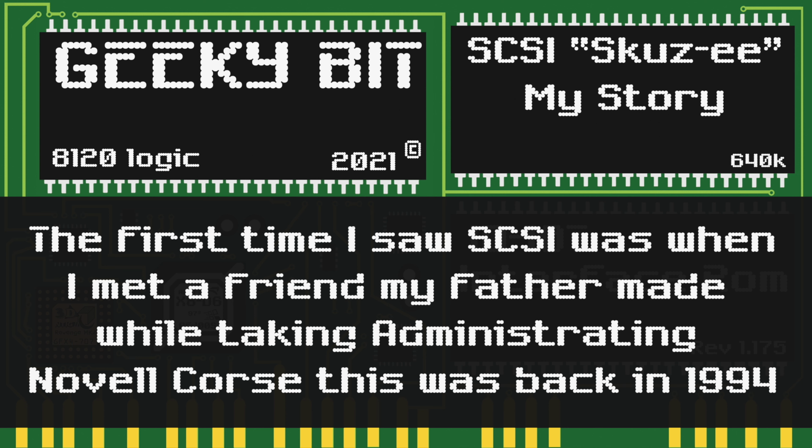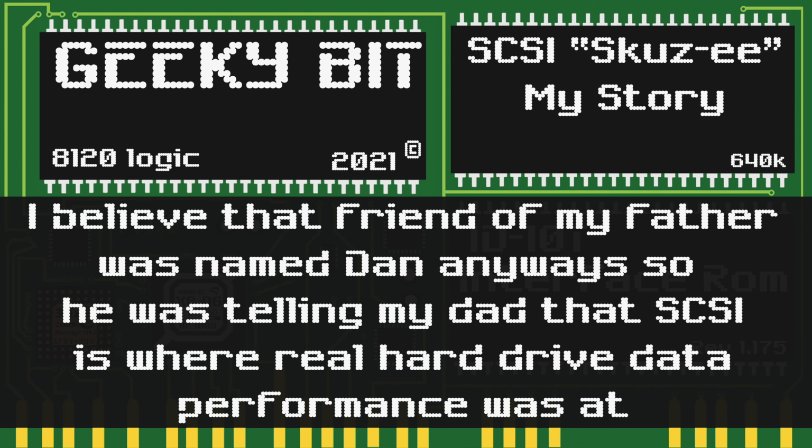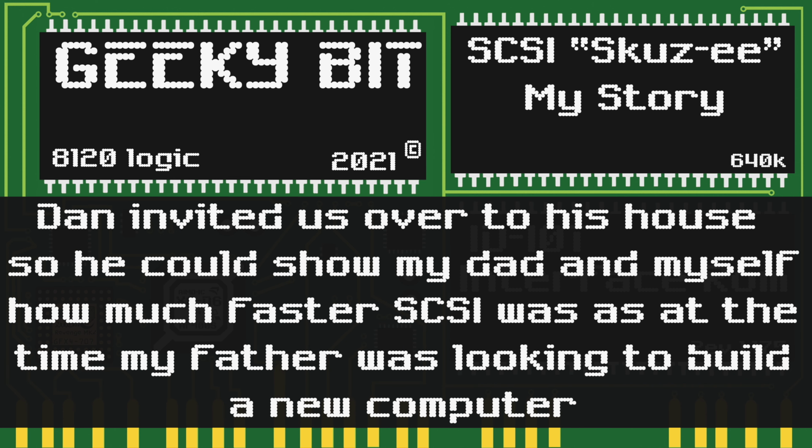The first time I had ever seen SCSI was when I met a friend of my dad's he had made while taking an administrating Novell course. This was back in 1994. I believe that friend of my father's was named Dan. Anyways, he was telling my dad that SCSI is where real hard drive data performance was at. Dan invited us over to his house so he could show my dad and myself how much faster SCSI was, as at the time my father was looking to build a new computer.